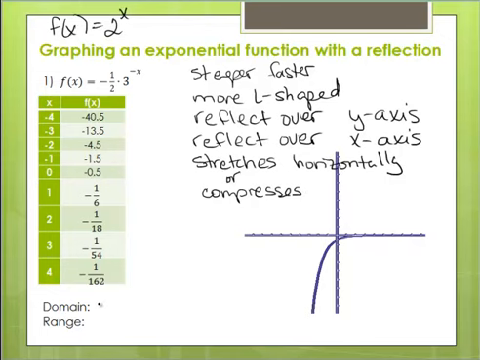So how about the domain? Still everything, but the range. This time the range is upside down, right? It was 0 to infinity. Now it's negative infinity to 0.